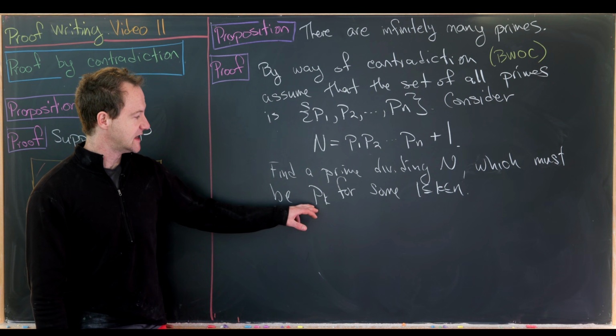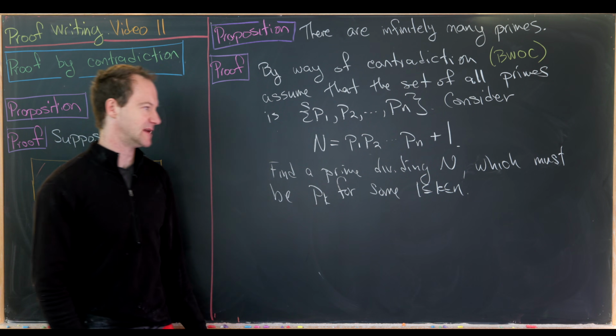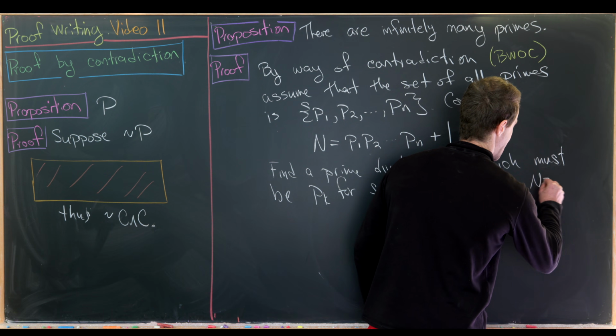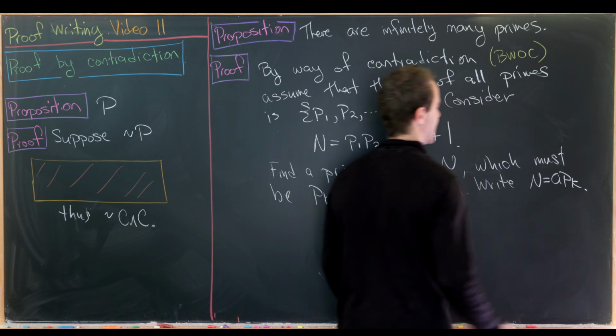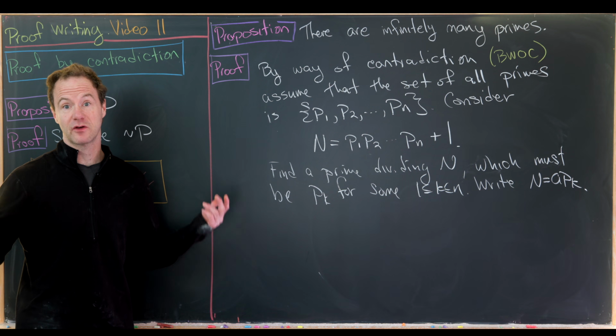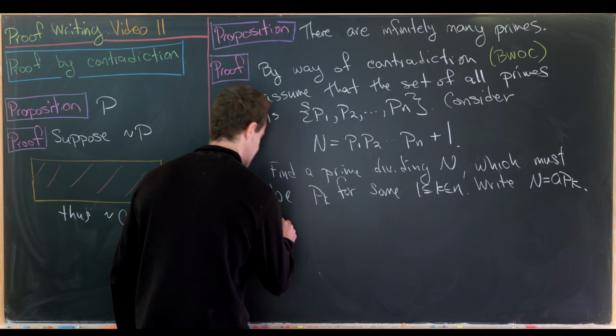So now that we said n is divisible by pk, that means n is a multiple of pk, which means we can write n as a times pk for some a, and then we'll do kind of the calculation that finishes this thing off.